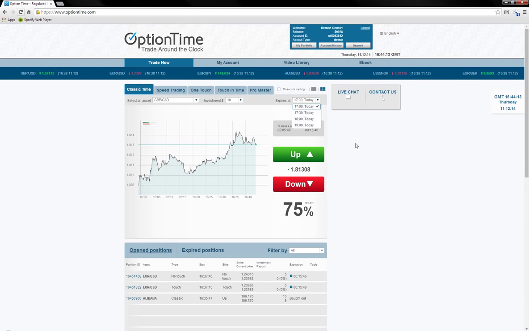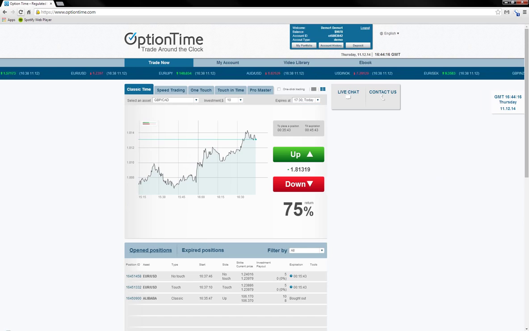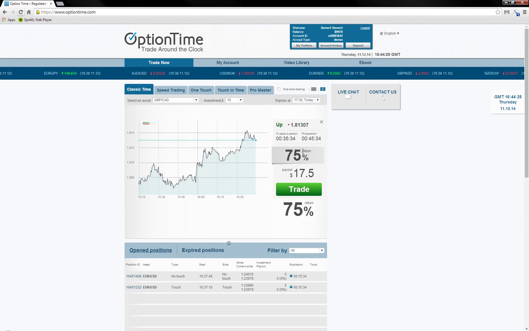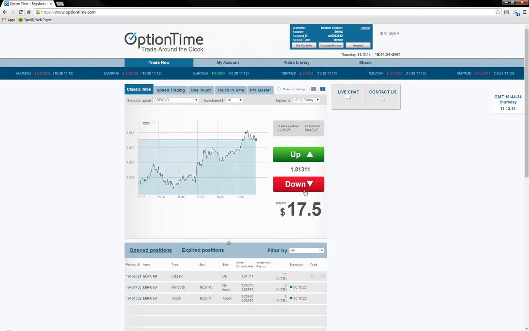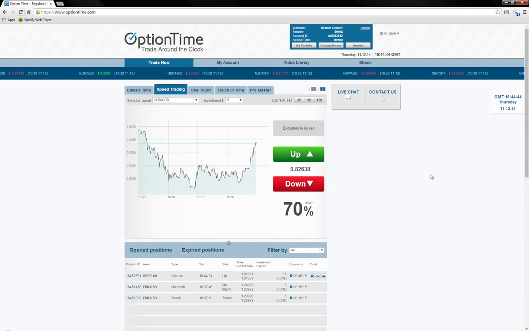Filters for this, they have classic, speedmaster, one touch, and again, touch, no touch. I have a few other trades running. I have a no touch, a touch, and an up, which was a classic. Okay, so classic, what does that mean? Well, let's cover assets first. For assets, they have some stocks, some forex pairs. They do have quite a few stocks, so if you're into trading stocks, it's pretty good. They also have commodities.